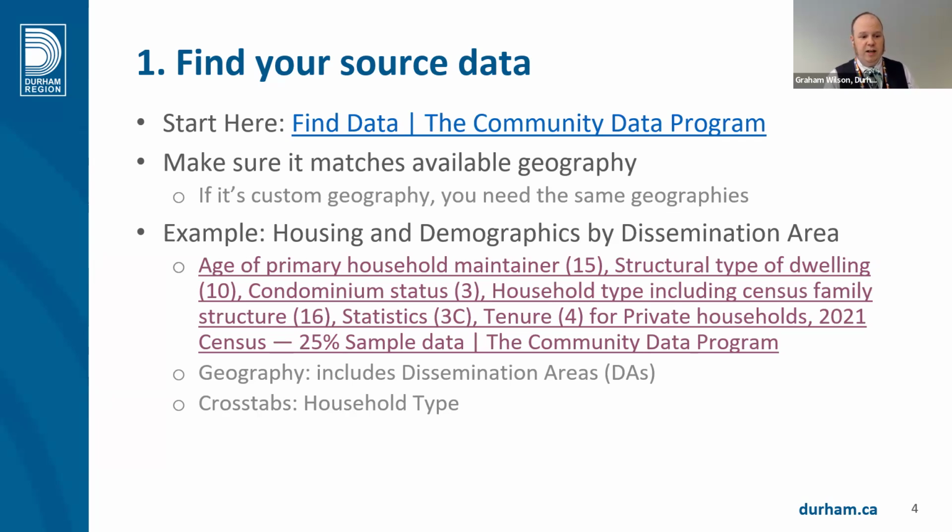For this example, I found a table of housing and demographics by census dissemination area from CDP. I made sure that it had the dimensions and data that I wanted. In this case, I want to show how many dwellings there are in each area by the different structural types of dwellings, like townhouses versus apartments.